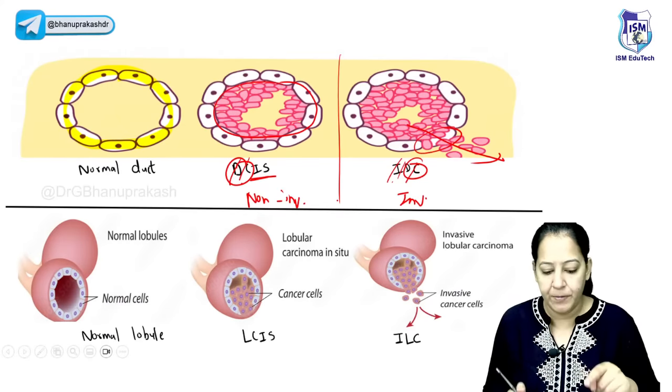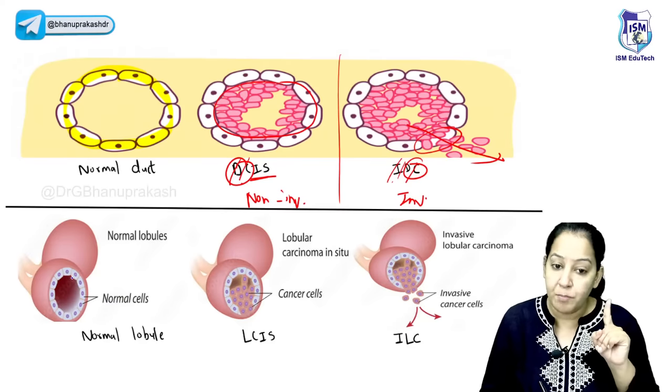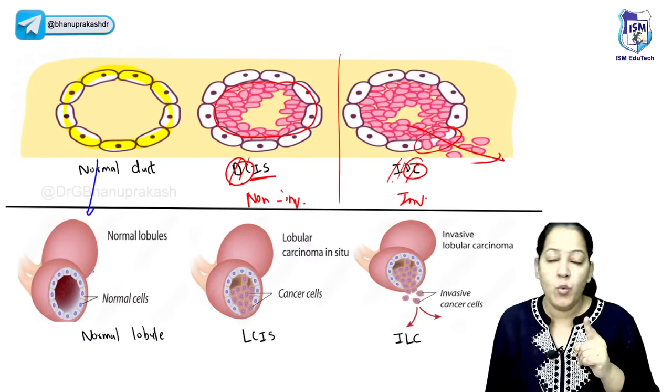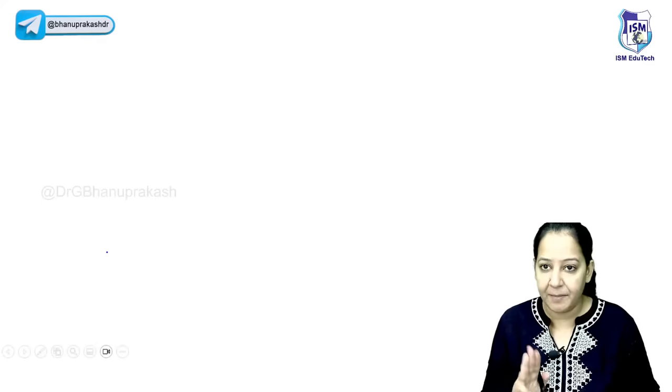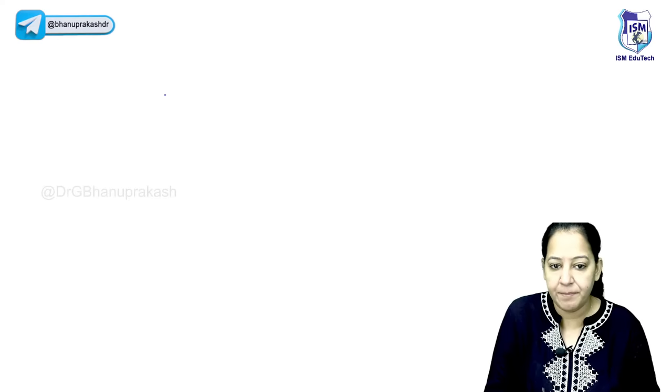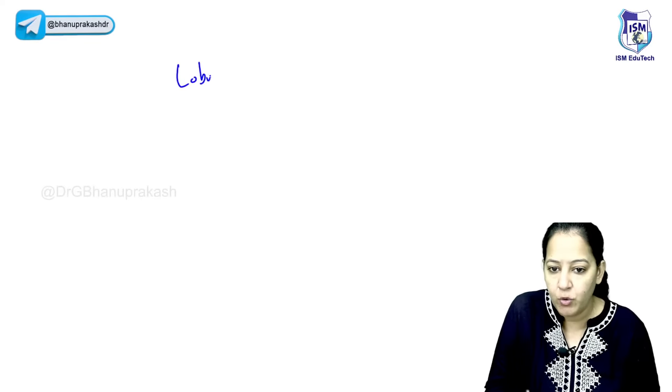Got it. Now coming to the lobule, please see. I told you what a lobule is. Multiple ductules form one lobule. What do I mean by multiple ductules? I mean 3 to 5 terminal ducts. Focus, you are asking me to repeat. I say, what is one lobule?